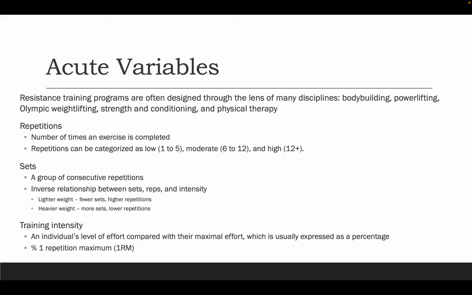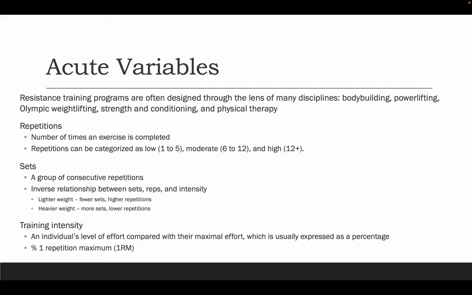So sets. Reps is the number of times the exercise is performed. Sets, we're talking about consecutive repetitions to create one full set. Okay, there's an inverse relationship between sets, reps, and intensity. So the bottom line here is if we did lighter weight, we're going to do fewer sets but higher reps. With heavier weight, we're going to do more sets, lower reps. So lighter weight, more of that stabilization, strength endurance, muscular endurance. Heavier weight, you're looking more at the bottom end of the hypertrophy base. You're looking more at strength base, power base. All right, so those are there.